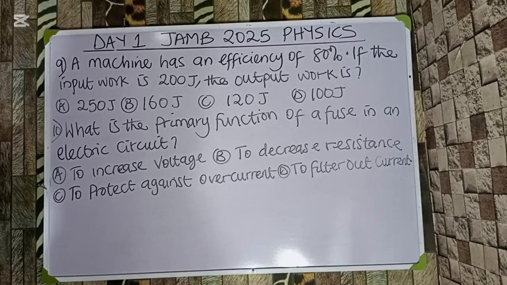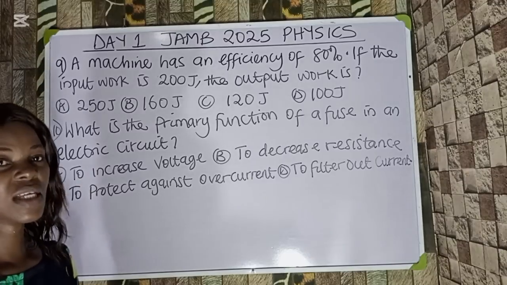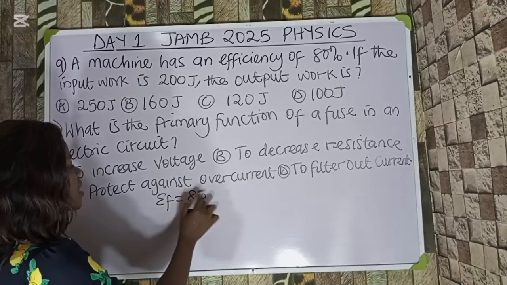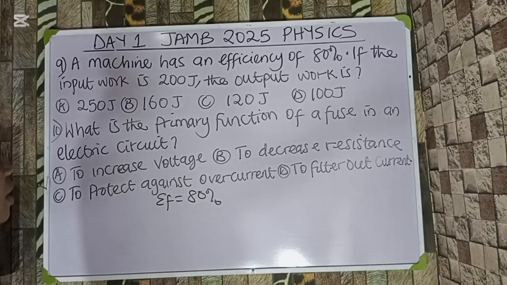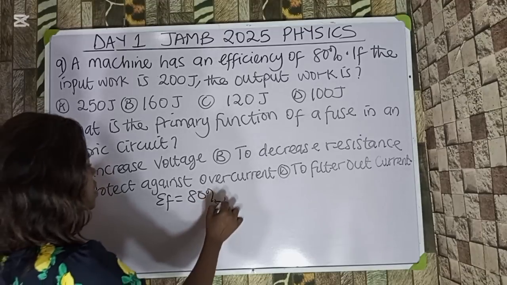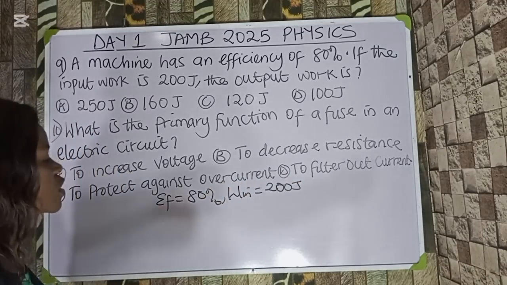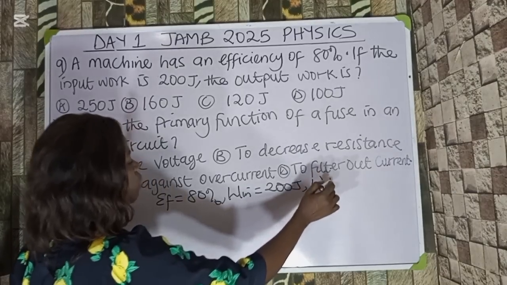Question 9. A machine has an efficiency of 80%. If the input work is 200 joules, the output work is what? Option A, 250 joules. Option B, 160 joules. Option C, 120 joules. Option D, 100 joules. Now look at it. The question says a machine has an efficiency of 80%. So that means efficiency is 80 percent. Then the work input is given as 200 joules. You're looking for the work output.